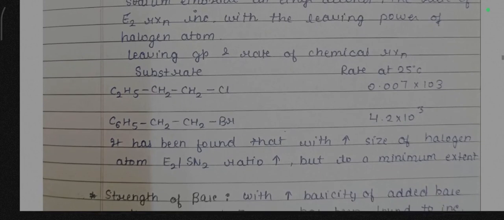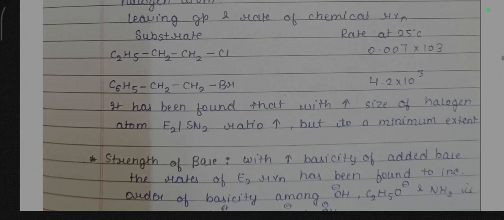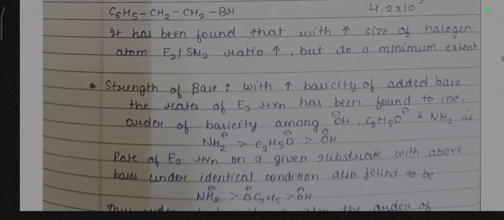Leaving group and rate of chemical reaction. Substrate C6H5CH2CH2Cl: rate at 25 degrees Celsius is 0.007 × 10^3. Substrate C6H5CH2CH2Br: rate at 25 degrees Celsius is 4.2 × 10^3. It has been found that with increased size of the halogen atom, the E2/SN2 ratio increases, but to a minimum extent.